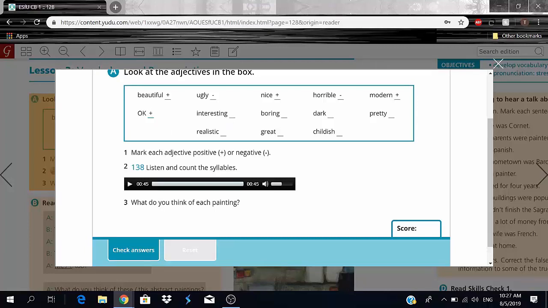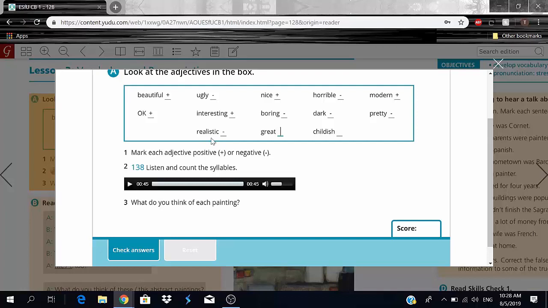Anyway, we have interesting. When something's interesting, it's usually positive. Then boring, obviously a negative. Dark. Well, I mean, this is so subjective to people sometimes, so we'll just write it as normal negative. Then pretty, when I say to someone, you're pretty, I'm usually positive, okay? Not meaning it in a negative way. So pretty. Then we have realistic. Realistic is probably a positive trait, I guess. And then we could say great. Great is obviously a positive.